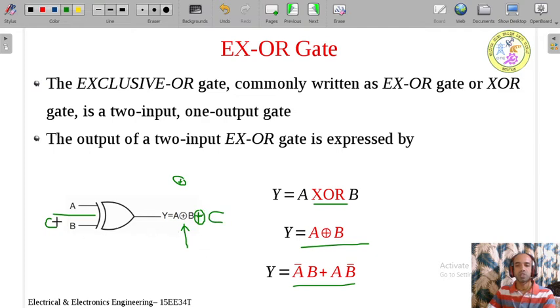Similarly, if one more input is there, d, then how do you write? A XOR with b XOR with c XOR with d. This is how we are going to write the mathematical equation.